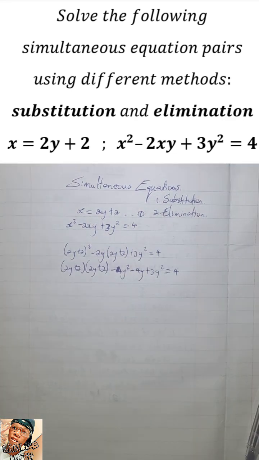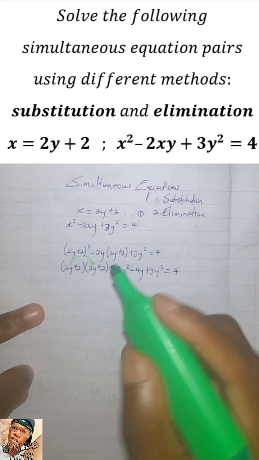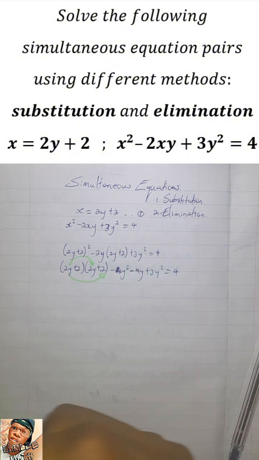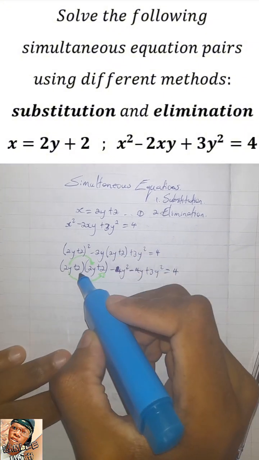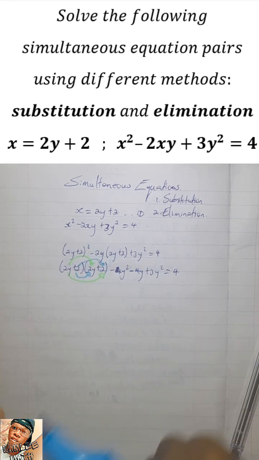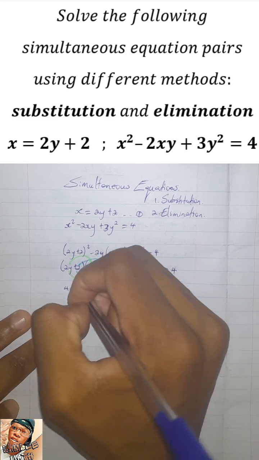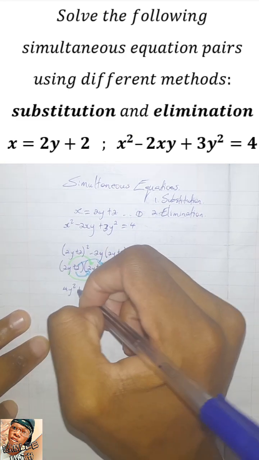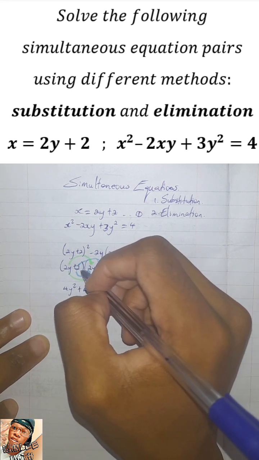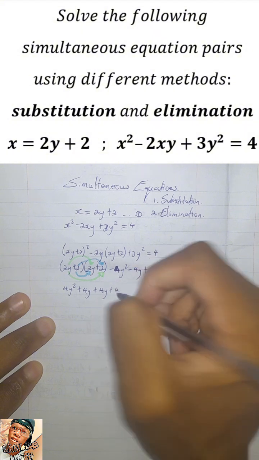We're just going to utilize the FOIL method to multiply this whole thing out. Meaning 2y multiplied by 2y, then 2y multiplied by positive 2, then positive 2 multiplied by 2y, and then positive 2 multiplied by positive 2. That is the FOIL method. So 2y multiplied by 2y is 4y squared. 2y multiplied by positive 2 is 4y, plus 2 multiplied by 2y, that's 4y, plus 2 multiplied by 2, that's 4.